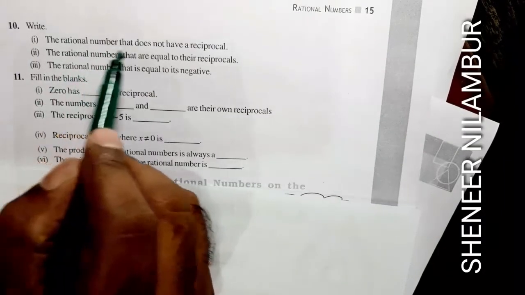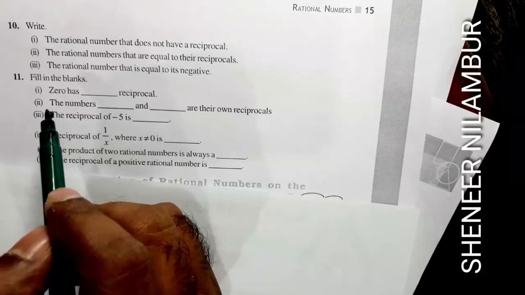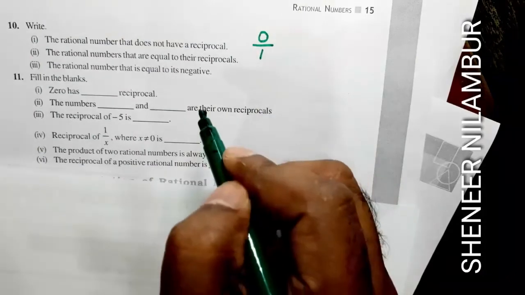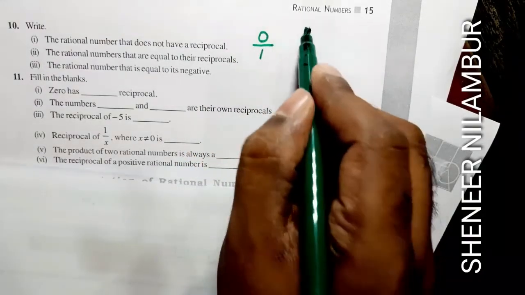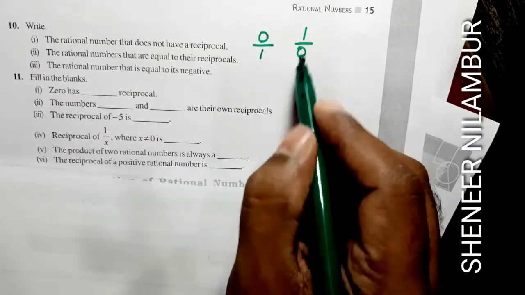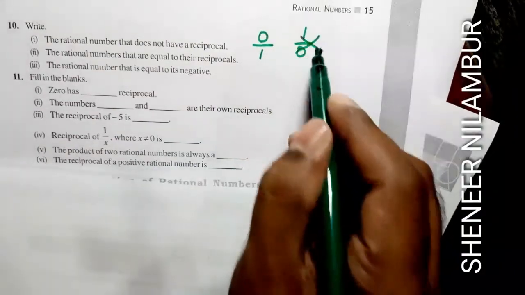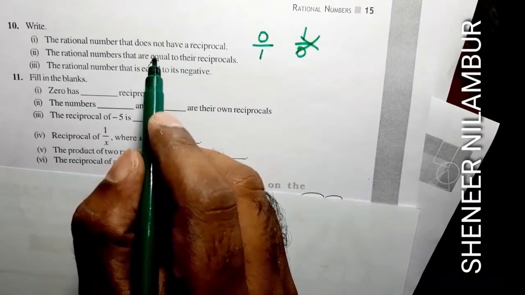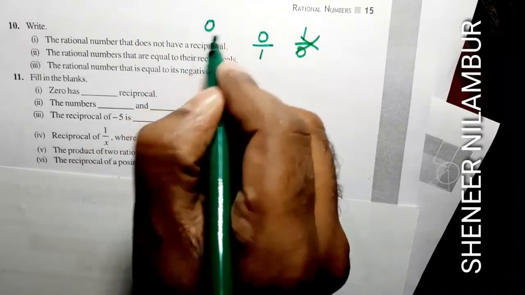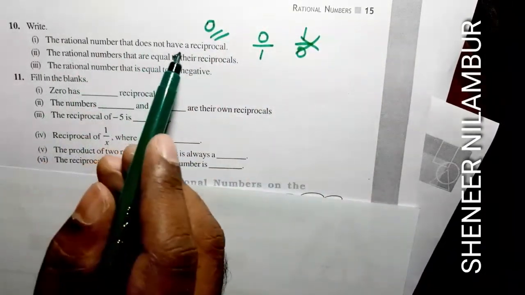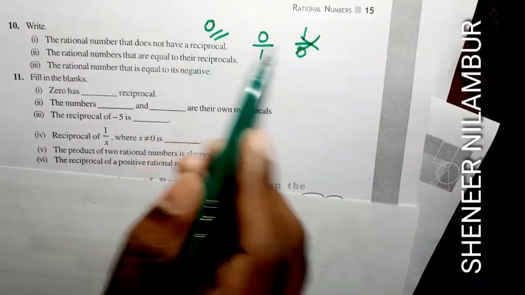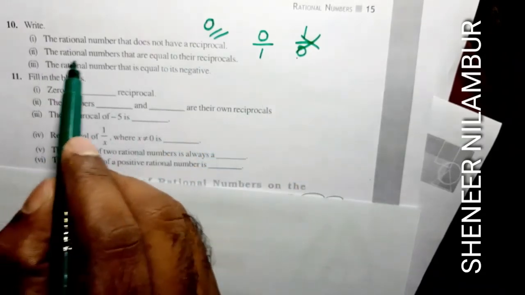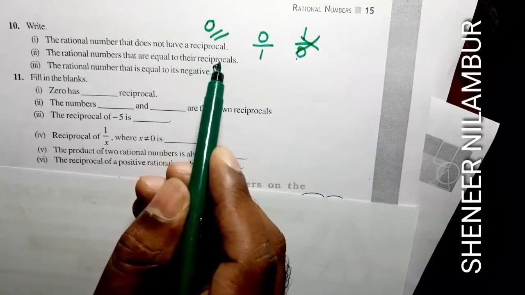The rational number that does not have a reciprocal. You think 0 is a rational number because we can write it as 0 by 1. What will be the reciprocal? When we take the reciprocal, it will become 1 by 0. Actually, there is no number as 1 by 0. So what can we say? 0 has no reciprocal. So what is the answer? 0. All other rational numbers have a reciprocal. Why does 0 have no reciprocal? When we write 1 by 0, there is no number. It is not defined.